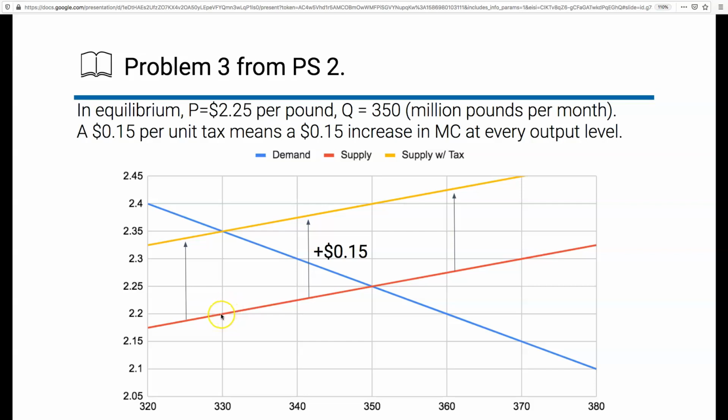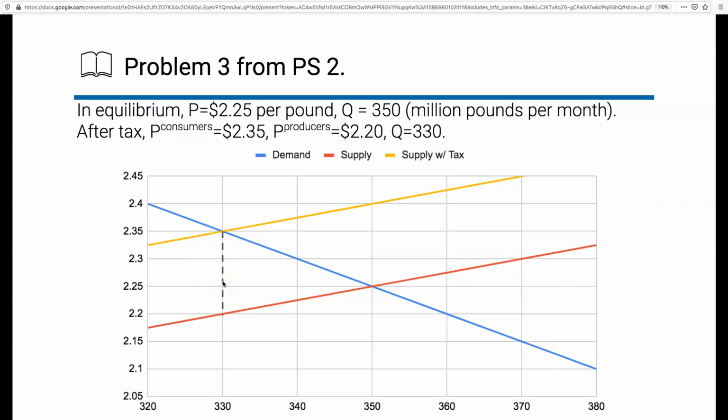So we've taken this 15 cent peg, we found where it fits between demand and supply, and this is going to be the new equilibrium. In summary, the new equilibrium is 330 million pounds of butter per month sold. Producers receive 220, consumers pay 235, and the difference goes to the government.